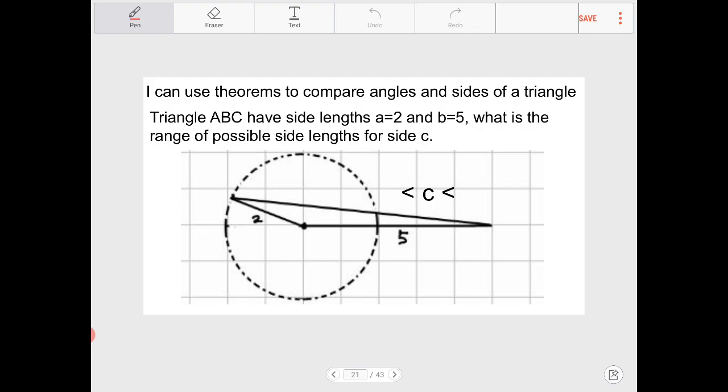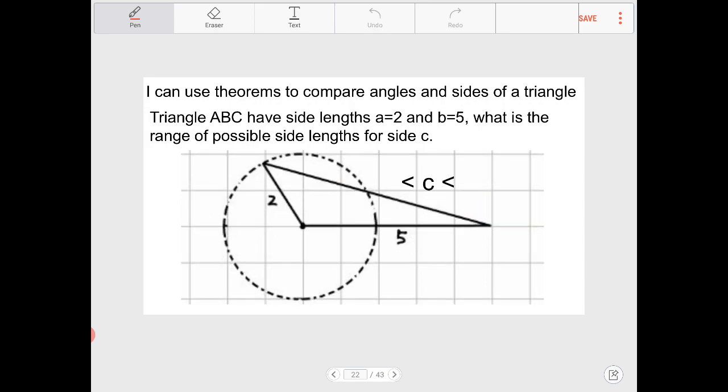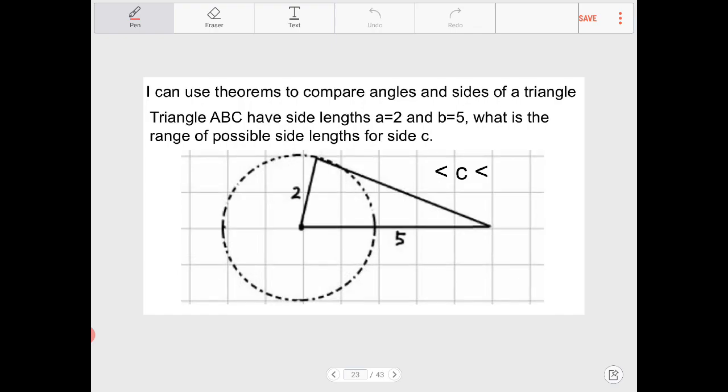So if I take side length 2 and begin to rotate it, thereby forming a triangle, and continue rotating, we can now see that side length C is going to be less than 7. This has to be less than 7. However, there has to be another extreme. Let's see what would happen then. I'm still rotating, and this is still less than 7. I don't know what the other extreme is yet.